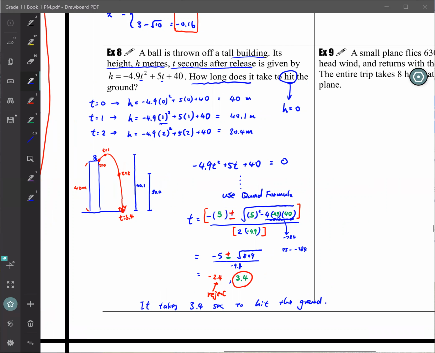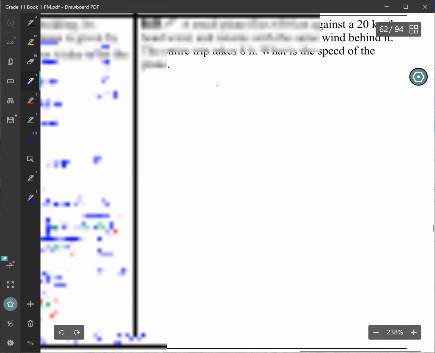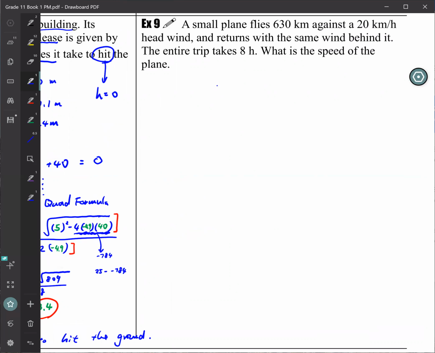Okay, look at question 9. So this time, can I have Jenny? Can you read question 9 for us? A small plane flies 630 kilometers against a 220 kilometer per hour headwind and returns with the same wind speed behind it. The entire trip takes 8 hours. What is the speed of the plane? Does anyone have a question about any word here? Any word that doesn't make sense?